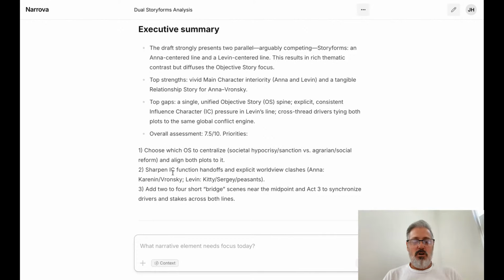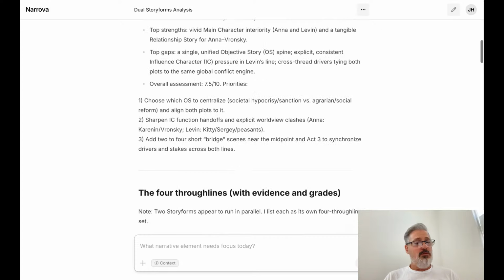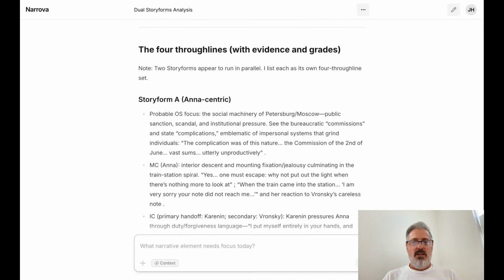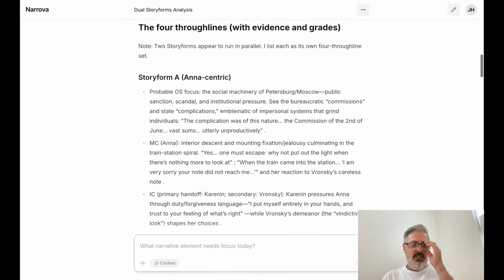What could be improved? Influence character function handoffs and explicit worldview clashes. Add two to four short bridge scenes near the midpoint and Act 3 to synchronize drivers and stakes across both lines. The four throughlines with evidence and grades. Note, two story forms appear to run parallel. I list each as its own four-throughline set.